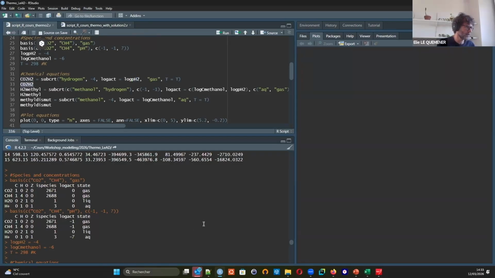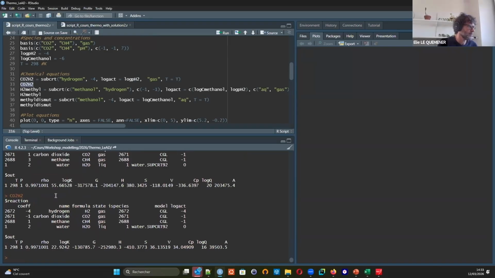So again, the stoichiometric coefficients in the reaction. So -4 hydrogen gives 1 methane. All the information on the molecule, and you see on the right the log act, which is the logarithm of the concentration or partial pressure. And then the output is thermodynamics, and what is useful for you here is this A, which is the affinity. It's the opposite of the delta G. So it means that the delta G here is minus 39 kilojoules per mole.